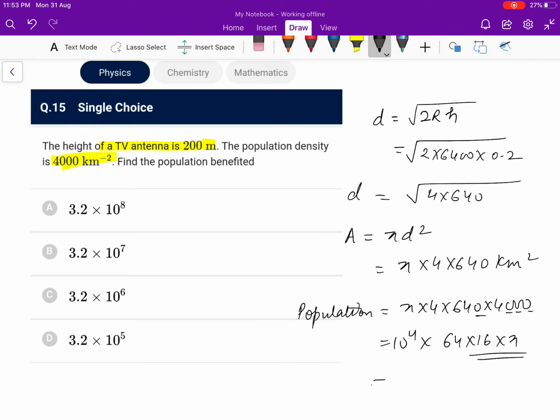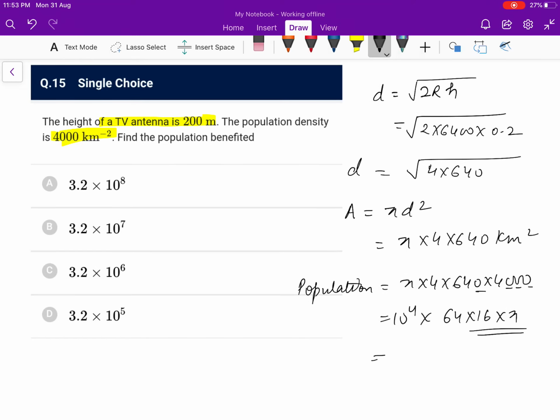So what you can do now, you can directly check for the power. I think that is 64 into 16. If I do 16 4s are 64, 16 6s are 96, and 96 plus 6 is 102, 1024 into 3.14. So it would be 3000 something. So 3.2 into 10 to the power 7. I can go for 3.2 into 10 to the power 7. That is the population that would be benefited.